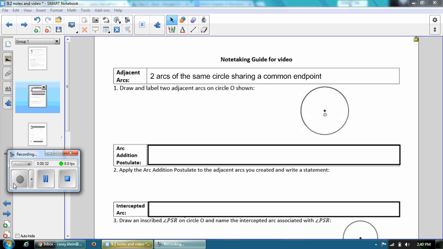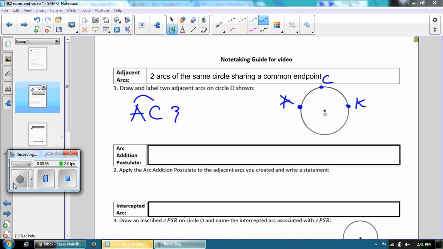In order to do this, we need a few points on the circle. So let's add point A, C, and K. Remember that adjacent means next to or sharing a common endpoint. So an example would be arc AC and arc CK. Those are two adjacent arcs on circle O.